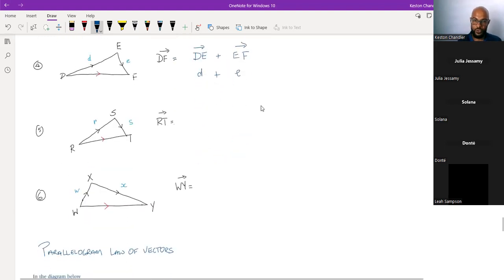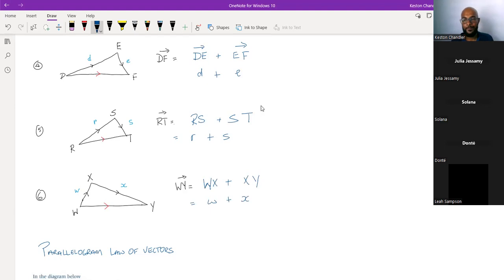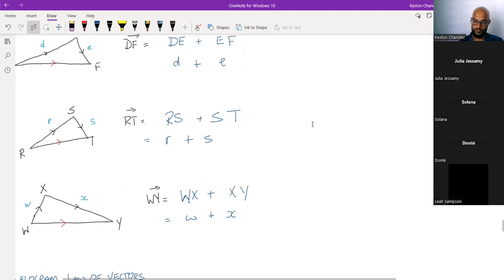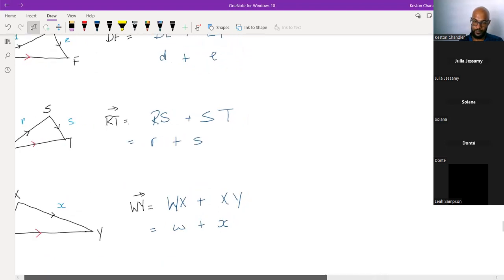Right? Later on, we will add vector matrices to them so we could actually add real values. Outside, inside, little r plus little s. Outside, inside, little w plus little x. Yeah? Easy? Everybody okay with that now?